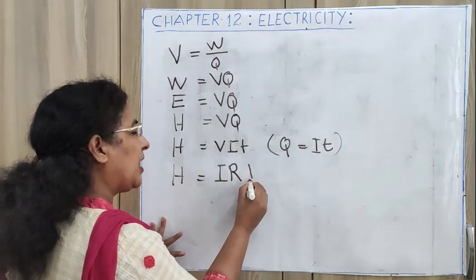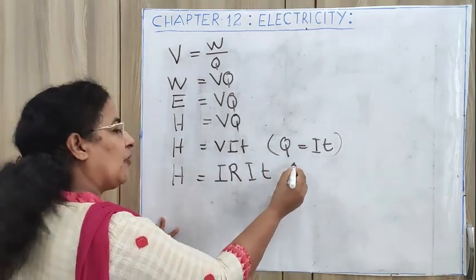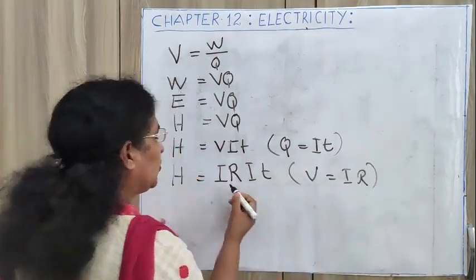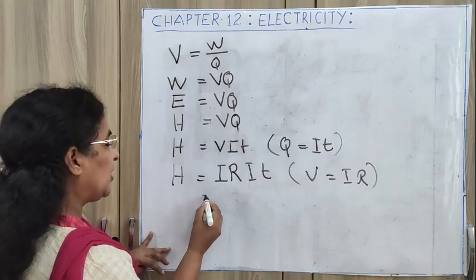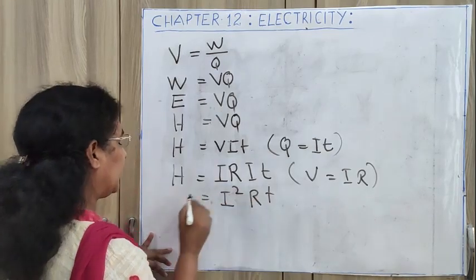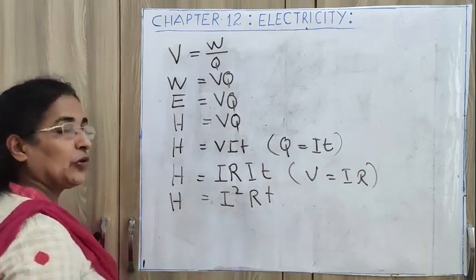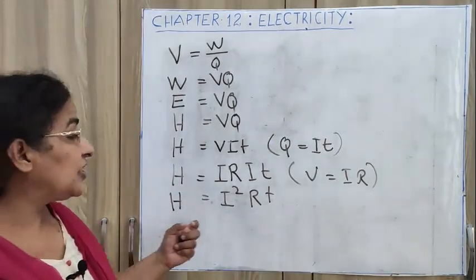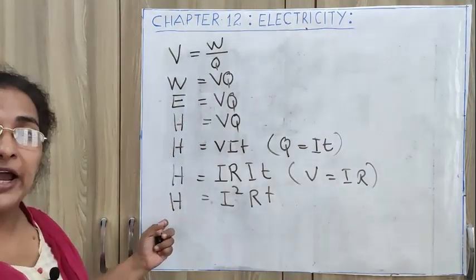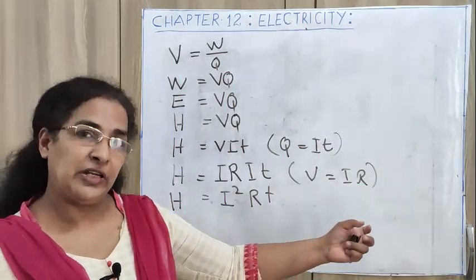IR into IT. Why? Because V is equal to IR. So two I's are there. So I can write it as I square RT. H is equal to I square RT. This is Joule's law of heating. This equation stands for Joule's law of heating.